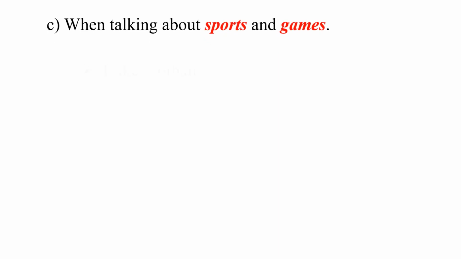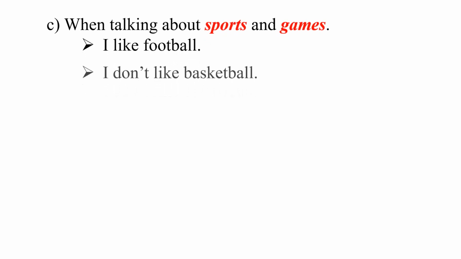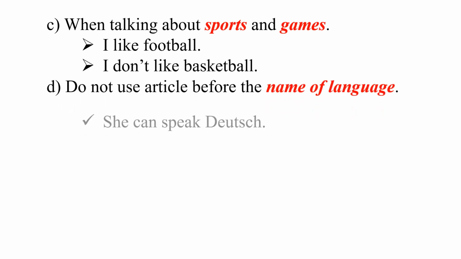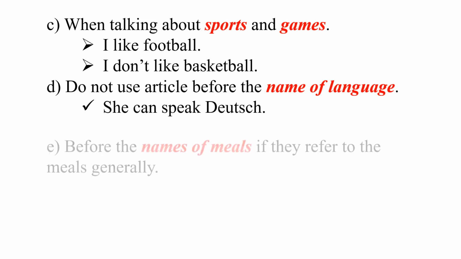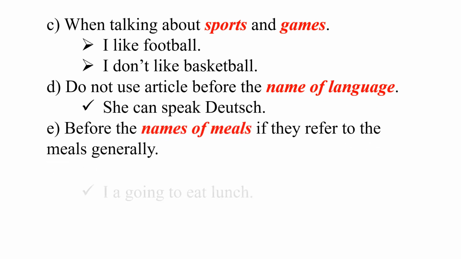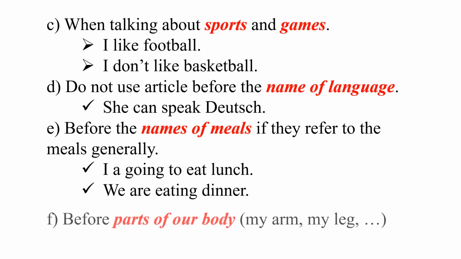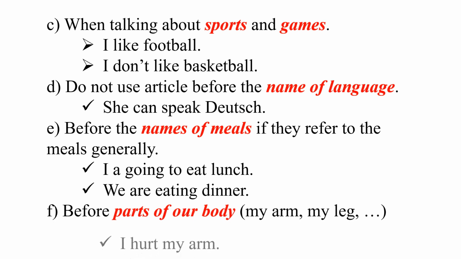Alright, so this is when we use the article and when we don't use article in general before the name of countries. Another one is we don't use article when we talk about sports or games. I like football, I don't like basketball, I can play volleyball. We also don't use article before names of languages. I can speak German, I can speak English, I can speak Amharic, I can speak Tigrinya.